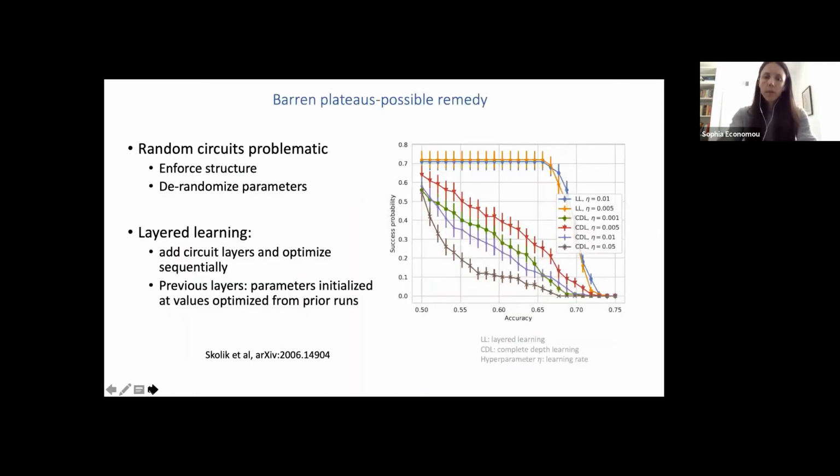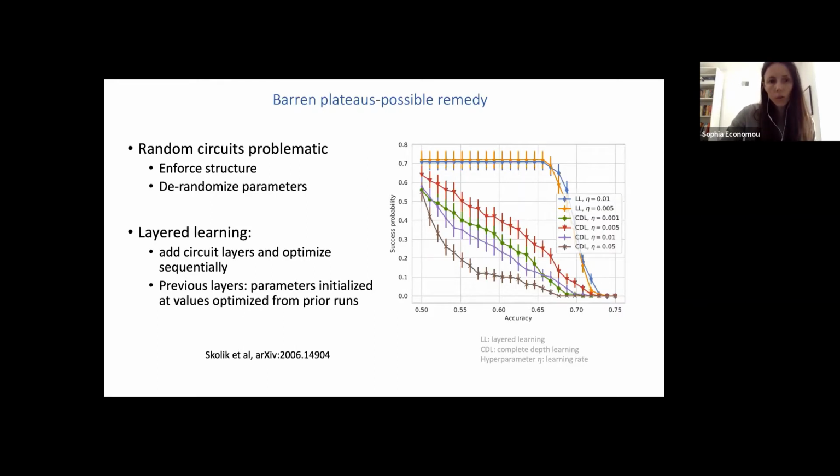So there was a recent paper. This was a collaboration between, I believe, the Google group and Volkswagen group, where they proposed a possible remedy to this barren plateau problem. And this was to enforce some structure. So the intuition is that randomness is bad, so try to de-randomize the parameters in your ansatz.